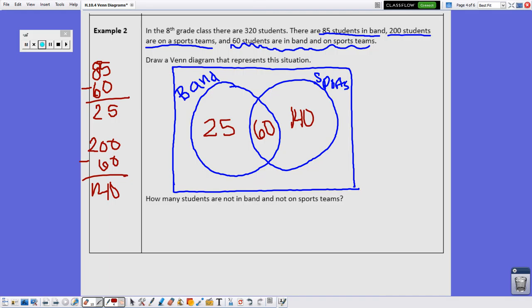The next thing we want to make sure we check is, did we account for all 320 students, or are there some that aren't in band or in sports? So we're going to add up how many we have total here. 140 plus 60 plus 25.